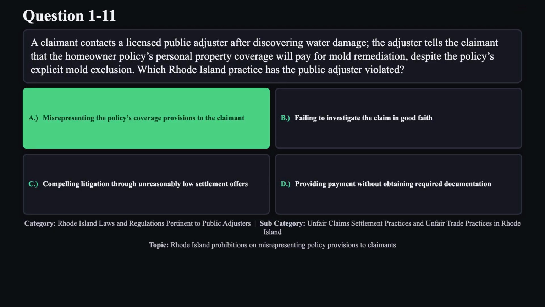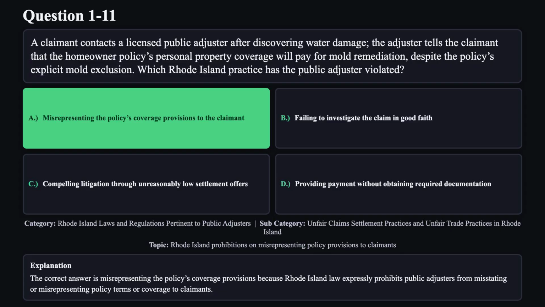The correct answer is A. The correct answer is misrepresenting the policy's coverage provisions because Rhode Island law expressly prohibits public adjusters from misstating or misrepresenting policy terms or coverage to claimants.